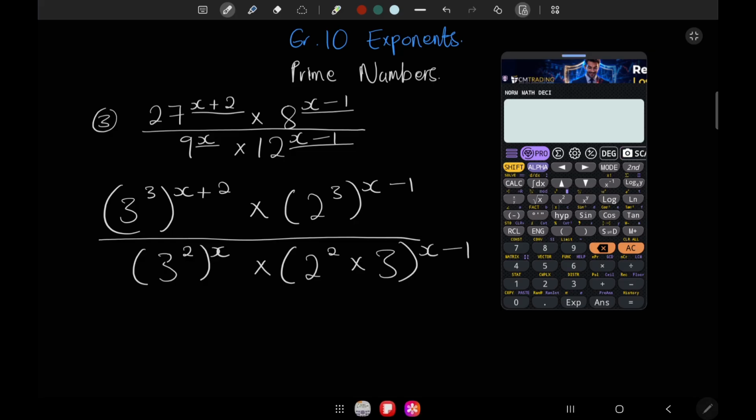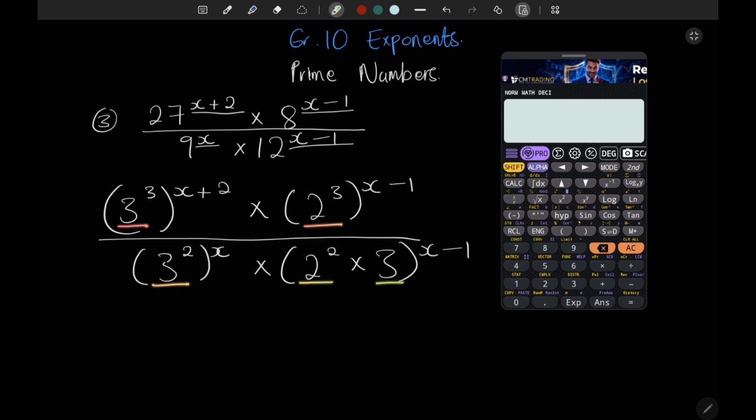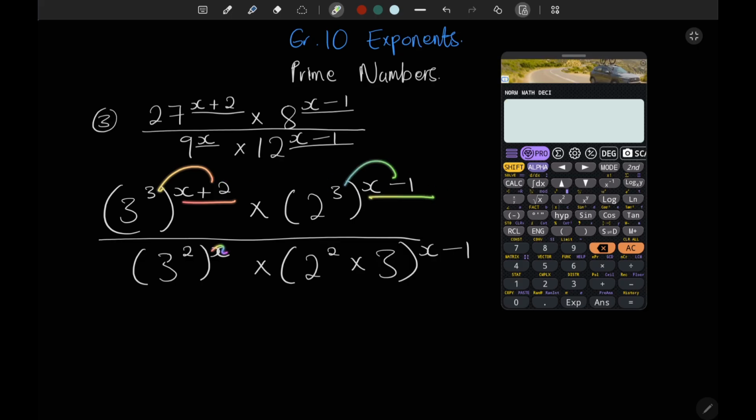So what can we do? Let's try to simplify in the bracket first. We have 3, we can't really do much in that bracket. We have 2, we can't do anything there. We have 2 times 3. Are they common? No. So we can't add the exponents, as 2 and 3 are not similar. So let's try to distribute the x plus 2 into the bracket, x minus 1 into the bracket, x into the bracket, x minus 1 into the bracket, and x minus 1 into 3.